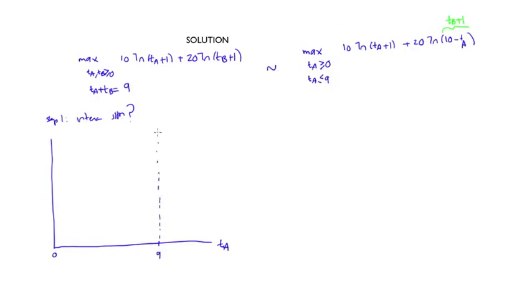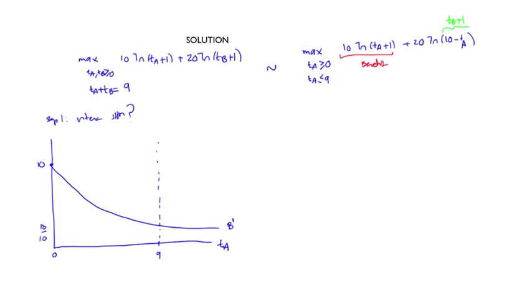We also know that when TA is 0, the marginal value, remember in our interpretation this is the benefit, is going to be 10, and when TA is 9, its value is going to be 10 divided by 10. So we have a marginal value function that goes like this. This is the benefit, U prime of TA.